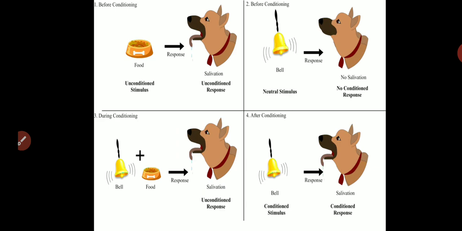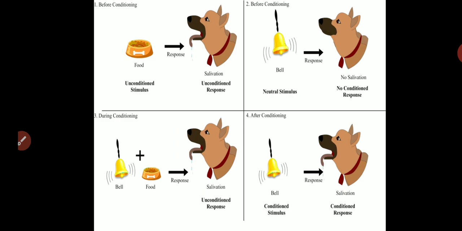In the first picture, you can see a dog and a bowl of food in front of him. When the dog is served the food, the dog starts salivating. For a few days the dog is continuously given food at the same particular time every day. So the dog starts salivating when he sees the food.